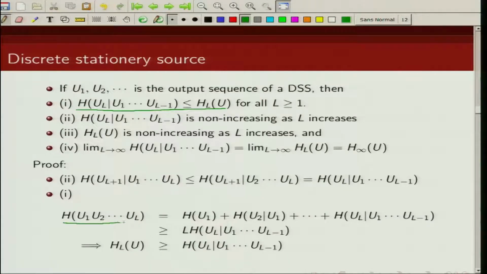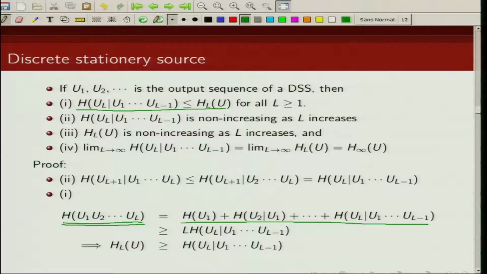We can write the joint entropy of U_1, U_2, U_3, ..., U_L using the chain rule. We can write it like this: the uncertainty in U_1 plus the uncertainty in U_2 given U_1, plus the uncertainty in U_3 given U_1, U_2, and so on up to the uncertainty in U_L given U_1, U_2, U_3, ..., U_{L-1}.